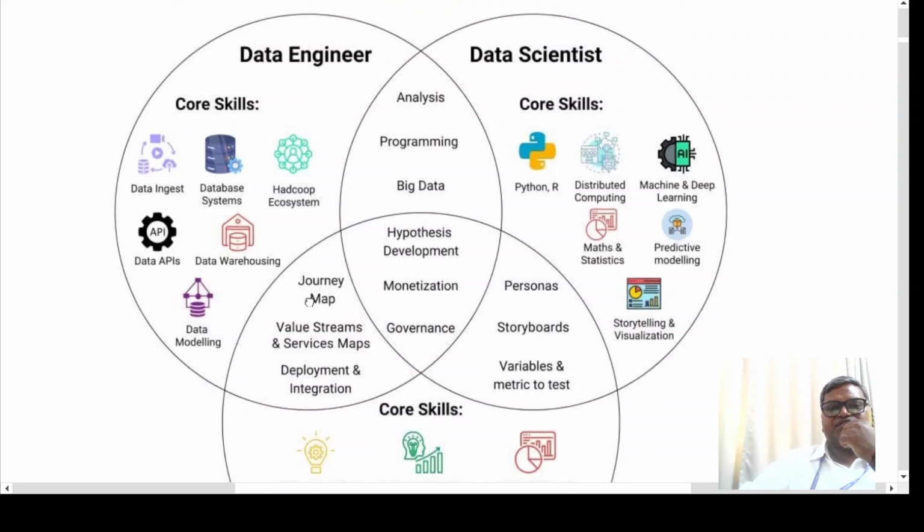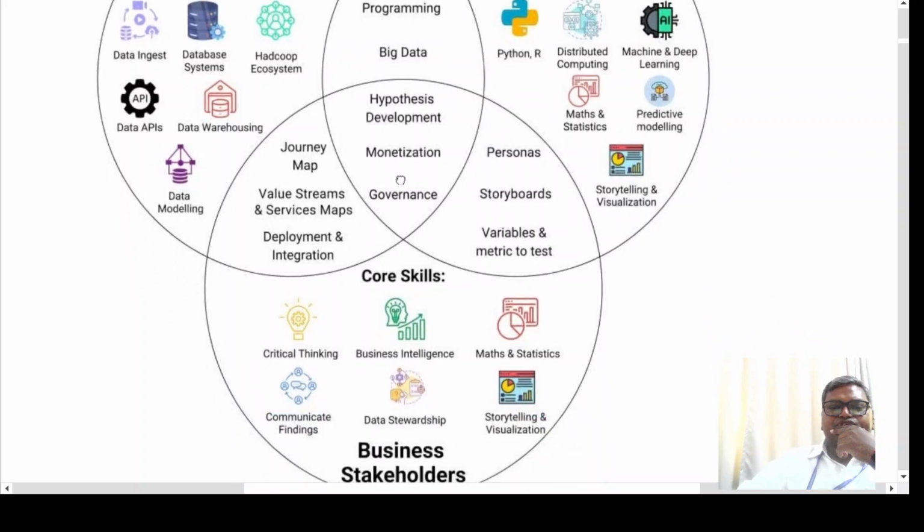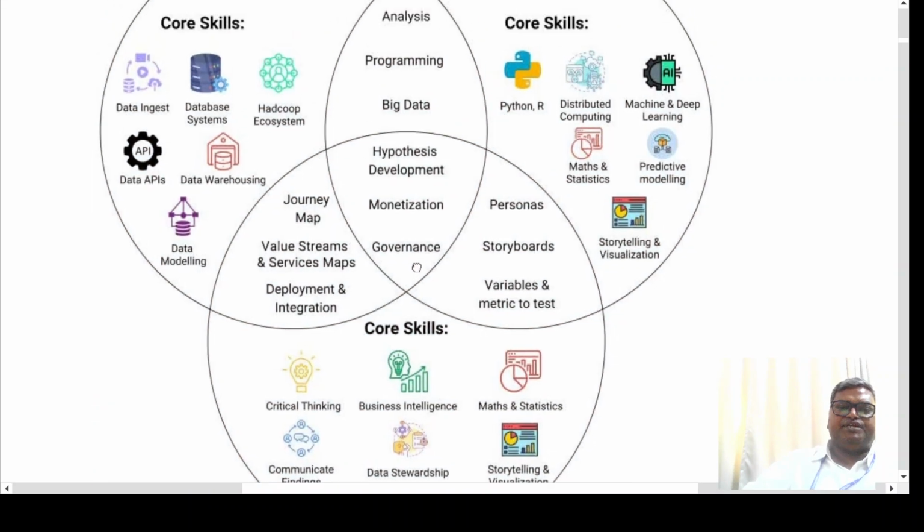The difference is very subtle. Now, coming to the core skills that you require, obviously, not only for data science but for any engineer: critical thinking, business intelligence. That means from the data you should be able to get insights. You should be strong enough in mathematics and statistics, communicate the findings effectively, data stewardship, storytelling and visualization. These are the prominent critical skills required for any engineer, not only for data science.